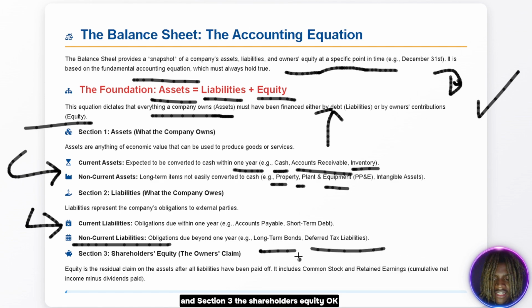And section 3, shareholder's equity, and that's the owner's claim. Equity is the residual claim on the assets after all liabilities have been paid off. It includes common stock and retained earnings, which is cumulative net income minus the dividends paid. So that's how you get that equation too.